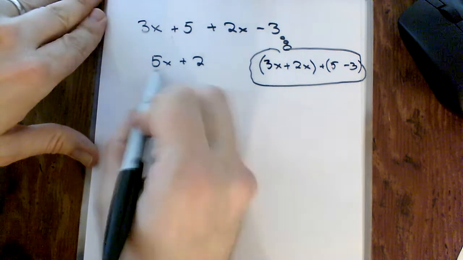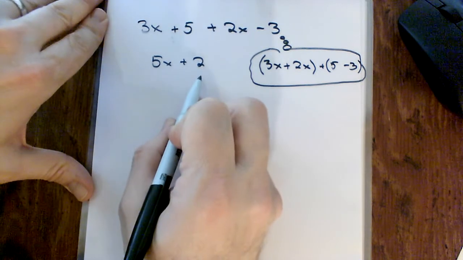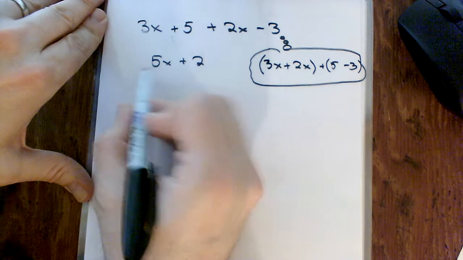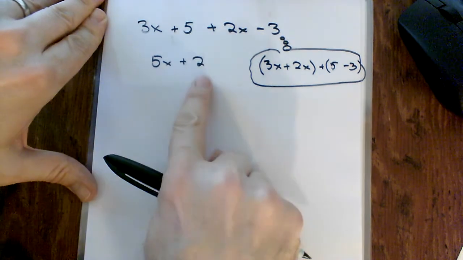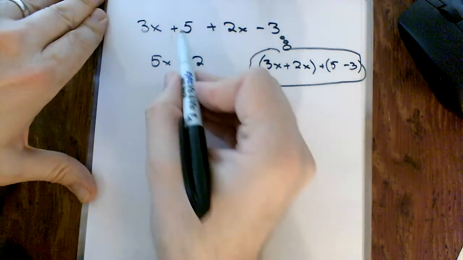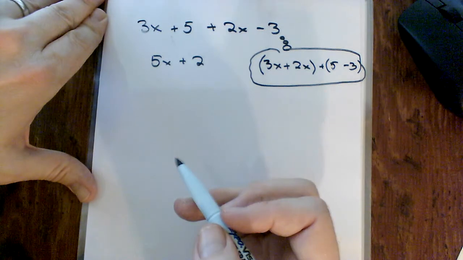Because I've got two different types of things, these are going to have to stay separate. We've got an expression with two different things here. I've got x terms and I have constants. So a term without a variable is just a constant.